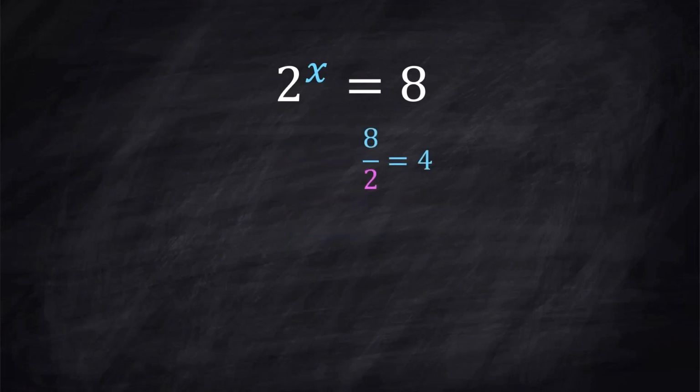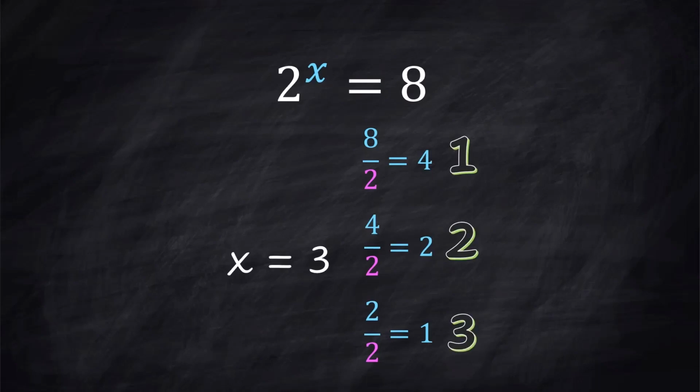We're going to take the 8, divide it by the base, and get the 4. We're going to then take the 4 and divide it by the base again and get a 2. And then we'll take 2 and divide it by that base again, and when we get to the 1, we are finished. How many times did we do that? We did it 3 times. This is repeated division, which makes sense.